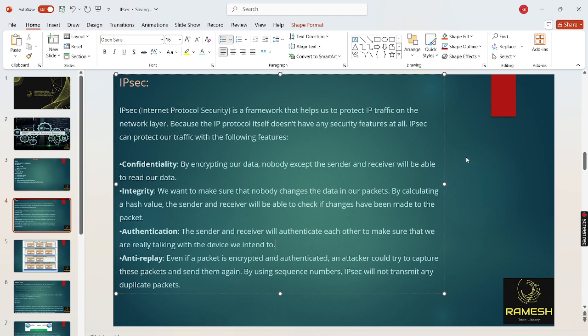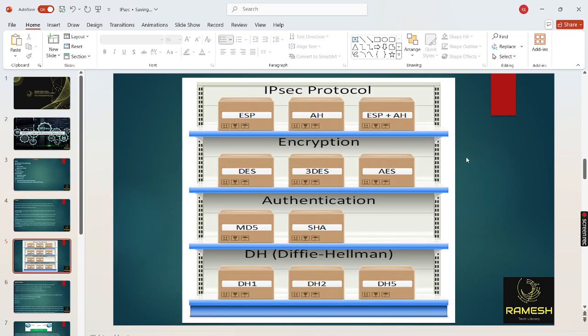These are the main features by which we can achieve IPsec, Internet Protocol Security, flow from sender to receiver. And the next thing is the encryption algorithms. DES, 3DES, and AES are the encryption algorithms, and for authentication, MD5 and SHA, and Diffie-Hellman. And we have hashing algorithms as well, which we can use.